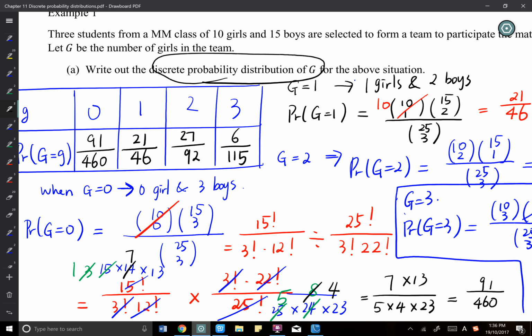So now we have 4 values and 4 probabilities. If you add those 4 probabilities, what should you have? 1. If that's a distribution table, it must add up to 1. Otherwise it can't be a probability distribution.